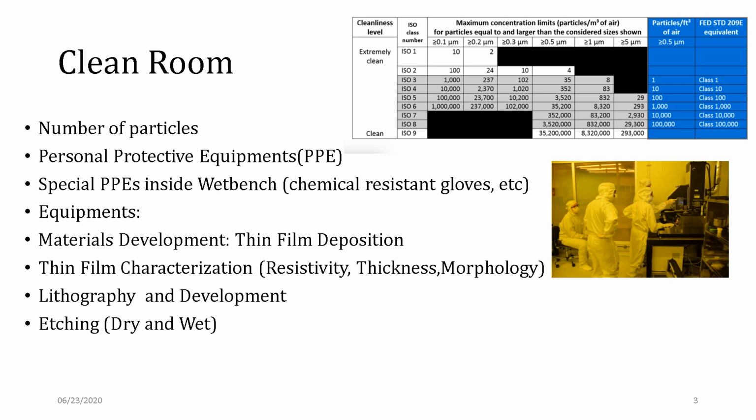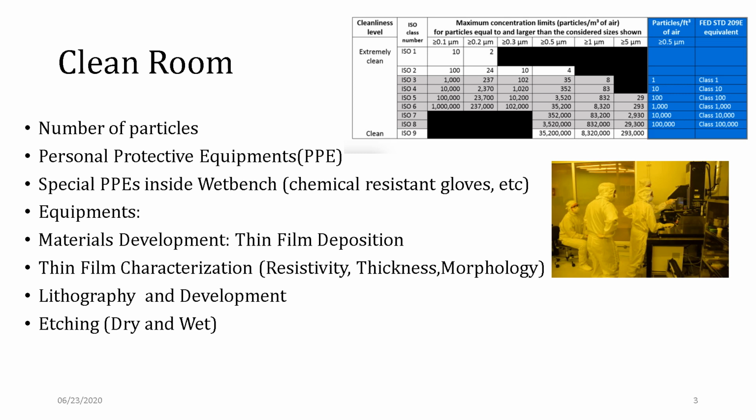And in order to maintain that inside a clean room, we ourselves are one of the biggest sources of contamination. We need to have personal protective equipment like what you see here in this photograph that people are wearing. And in addition to it, in order to maintain your safety, you also need special personal protective equipment when you work inside chemical benches, fume hoods. You need to wear chemical resistant gloves and things like that.